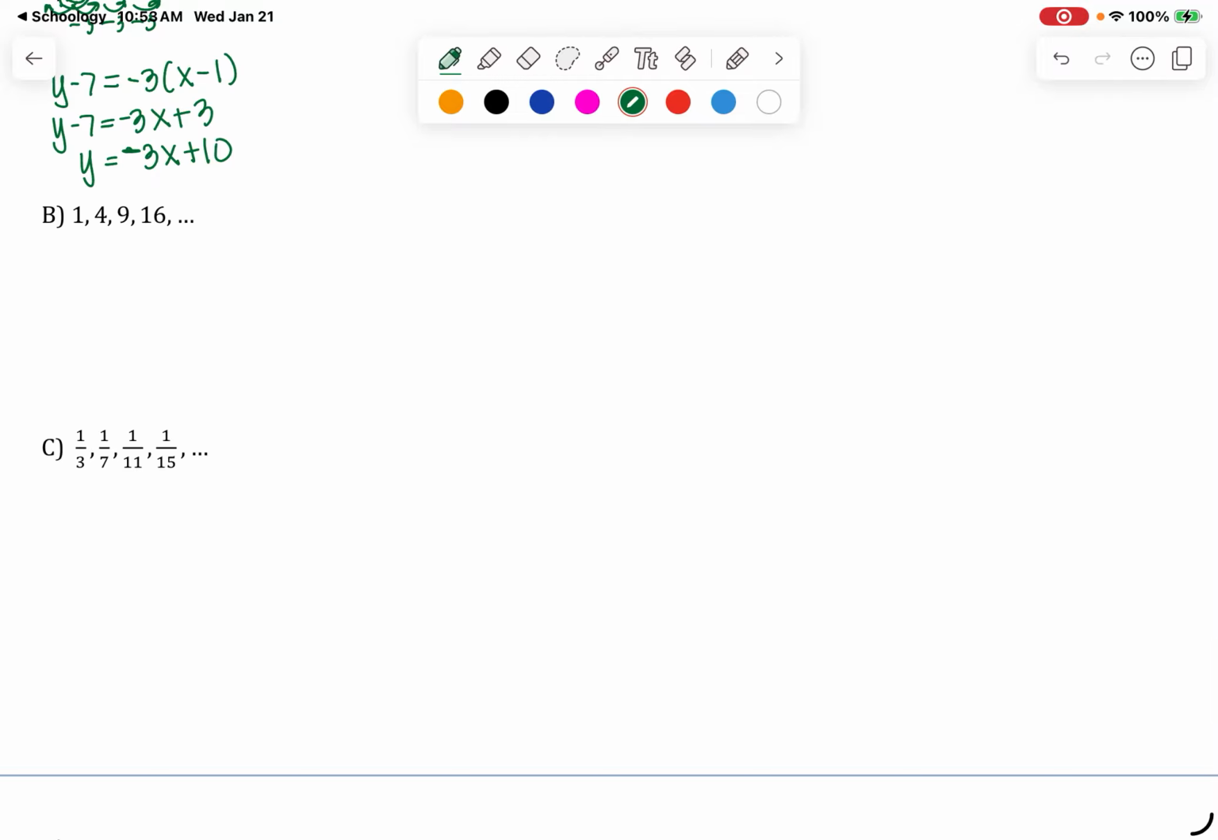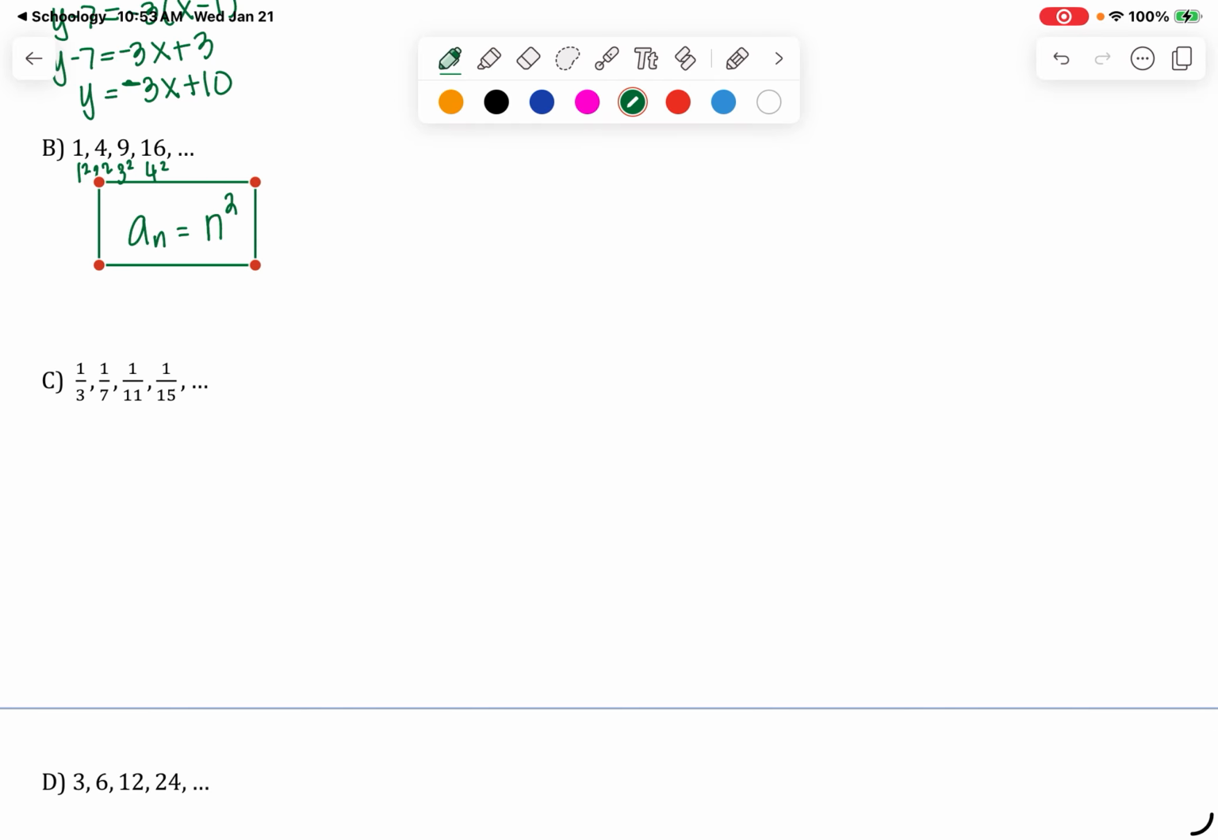All right, here's our next one. We have 1, 4, 9, 16. I notice these are perfect squares. This is 1 squared, 2 squared, 3 squared, and 4 squared. So I'm going to say my rule is just take whatever number term it is and square it. That wasn't bad at all.